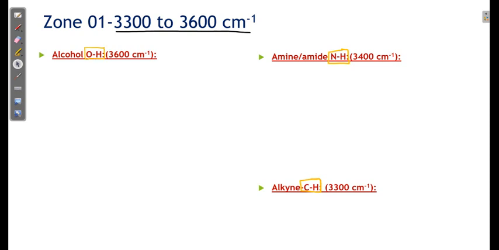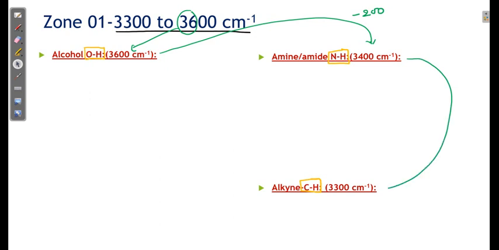I can say the element oxygen has an atomic weight of about 16, so this is related to this value. In that case we subtract 200, and we get 3400. From here we subtract 100, and we get a value of 3300 centimeters inverse.